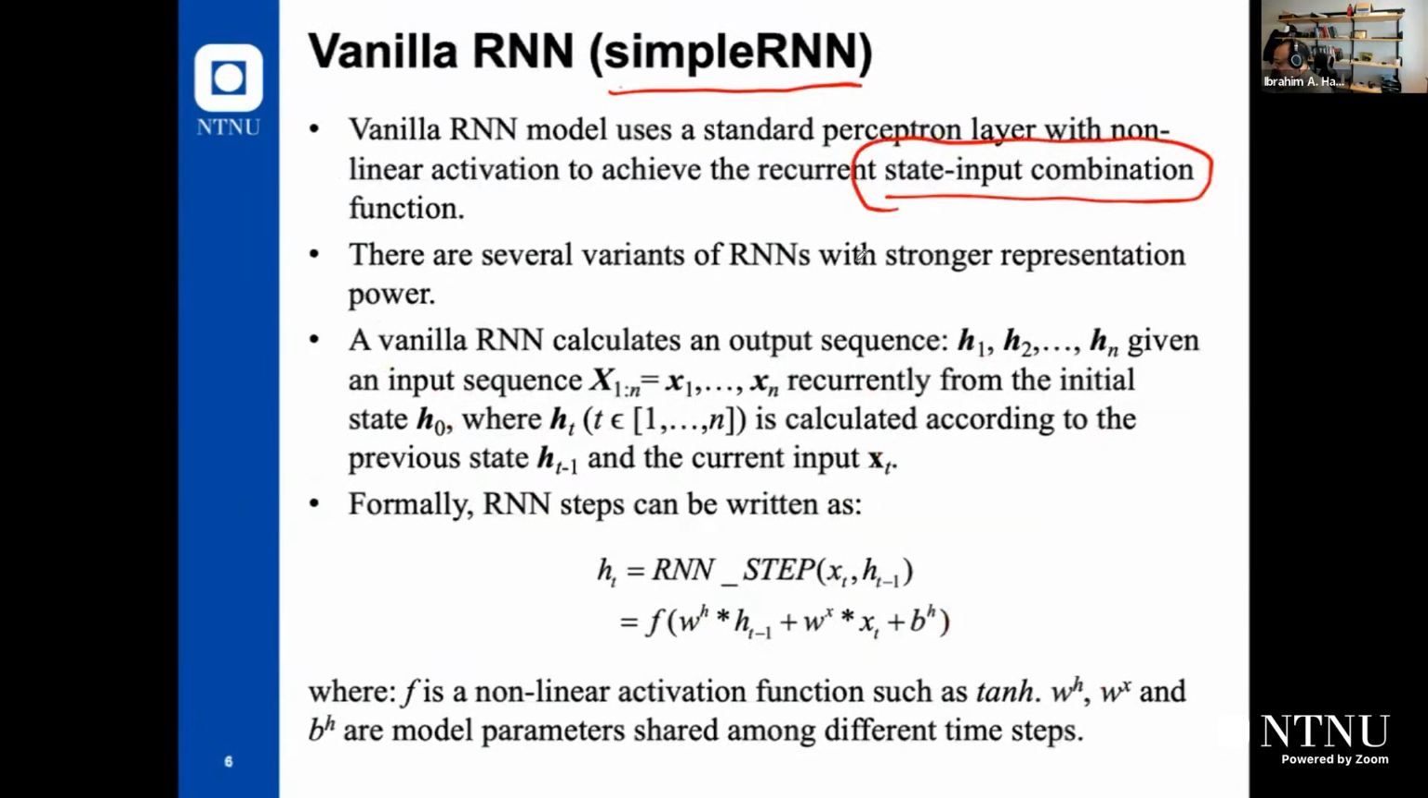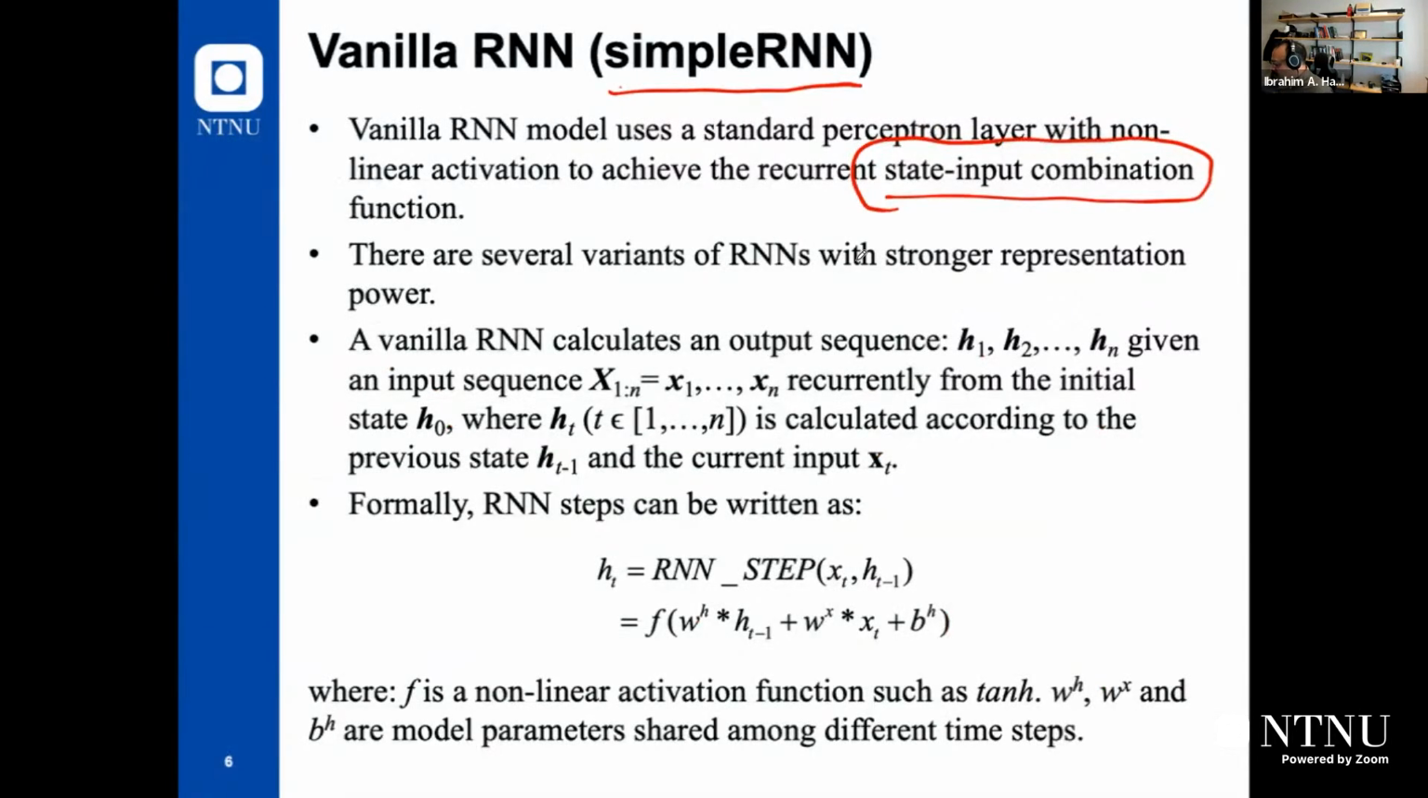There are several versions of this RNN with stronger representation power. This is the simplest one, which is simple RNN, but we also have something called GRU, for example. We have LSTM. There are lots of variants of those recurrent neural networks. We will study vanilla RNN in detail because it will help us understand how it functions.